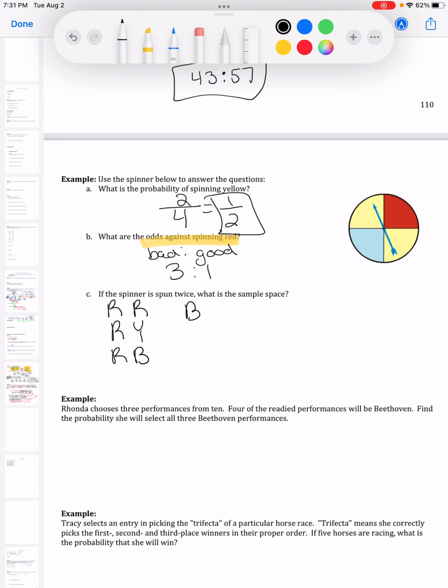We could have blue first and then blue again, or blue red and blue yellow. Let me get that yellow right. There we go. We could have yellow first, and then we could have yellow red, yellow blue, or yellow yellow. So those are the 6 different ways that I could spin this. And we don't have to write the yellows twice, because it doesn't matter which yellow is which. The yellows are the same.